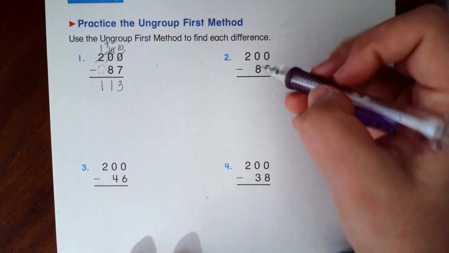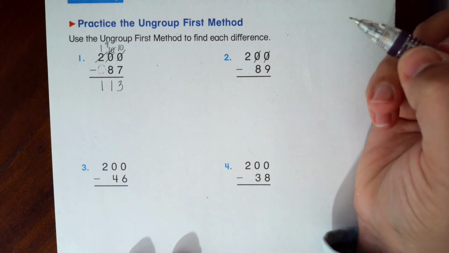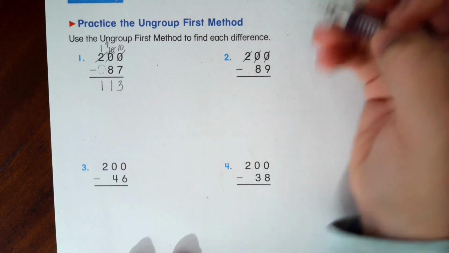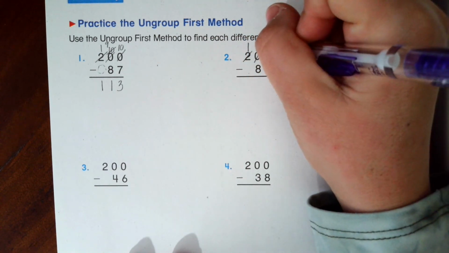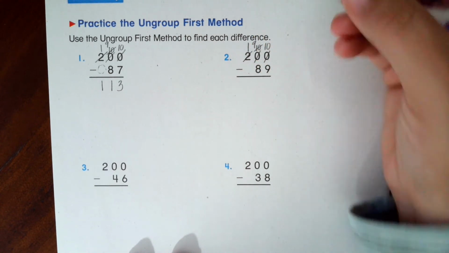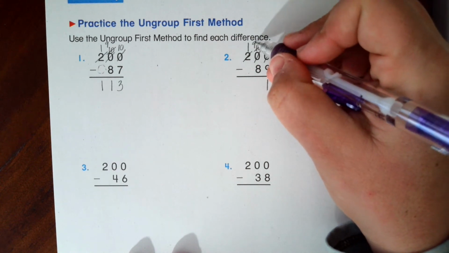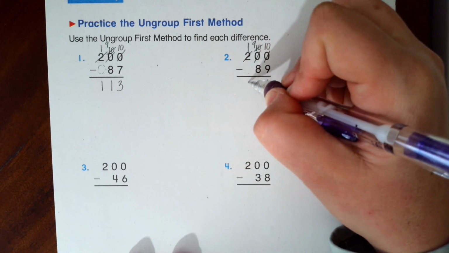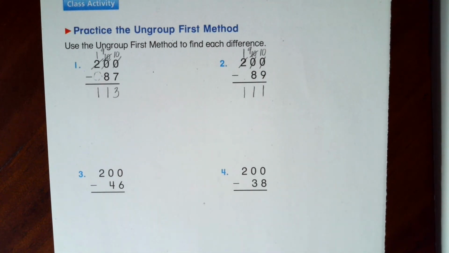All right, number 2. 0 minus 9. Can I do it? No. Go next door. Whoa, no one's home. Go next door again. Cross off the 2, change it to a 1, and bring back 10. Cross off the 10, change it to a 9, and bring back 10. 10 minus 9 is 1. 9 minus 8 is 1. 1 minus one imaginary 0 is 1 for an answer of 111.